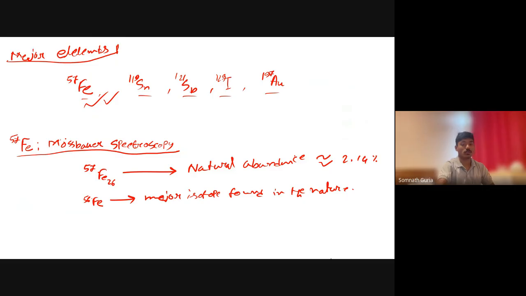So now how can we resolve my spectra? We can resolve the spectra by artificially enhancing the iron 57 in my system. That is a different part. So for now, we need to know how we can artificially enhance the abundance of iron 57.